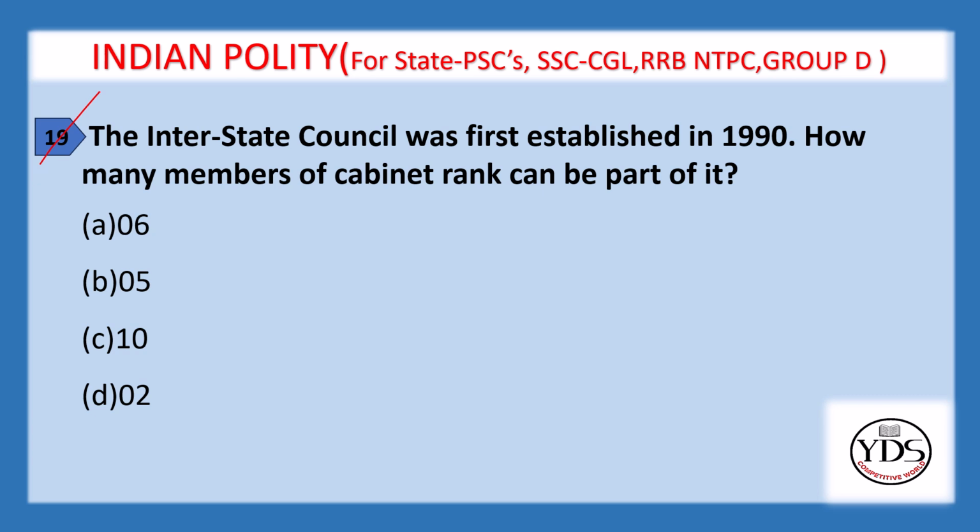19th question. The Interstate Council was first established in 1990. How many members of cabinet rank can be part of it? Option A 6, option B 5, option C 10, option D 2. Option A 6 is the correct answer.